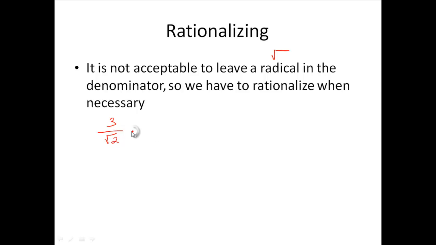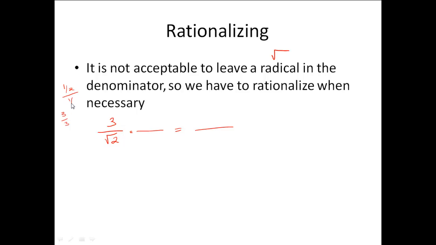And what I want to do is multiply this fraction by some value of 1 so that I no longer have a radical in the denominator. The reason we have to multiply it by a value of 1 is so we don't change its value. And remember, you can write any fraction like 3 over 3 as equal to 1.